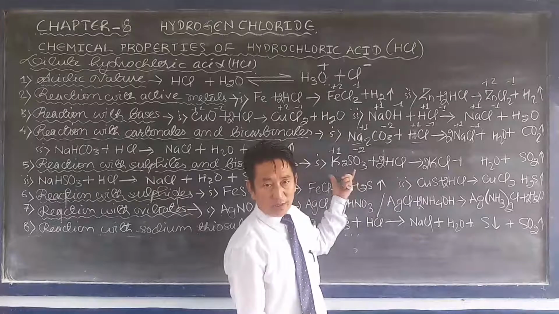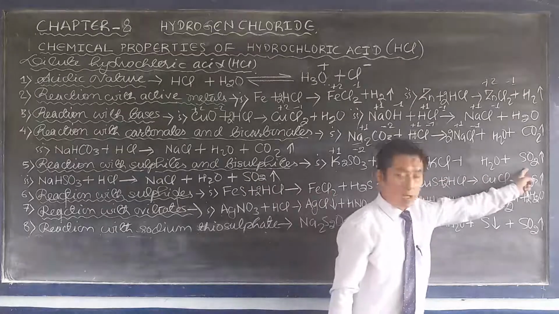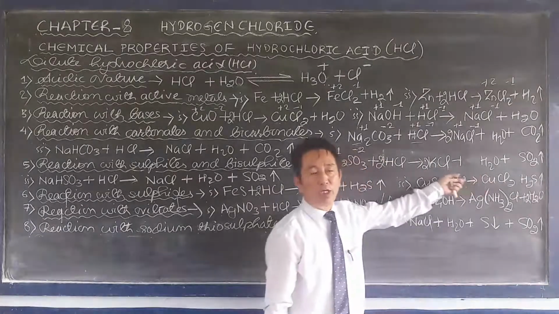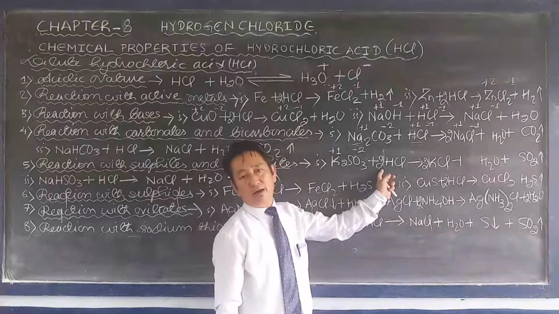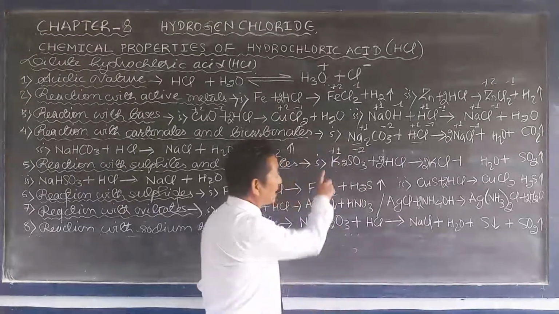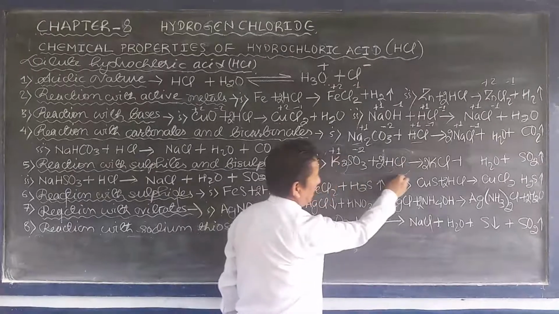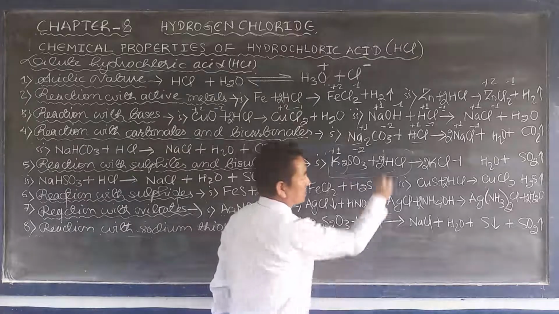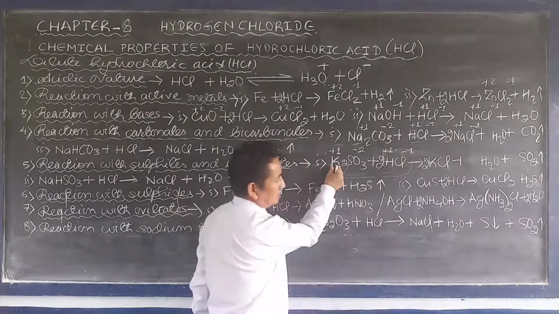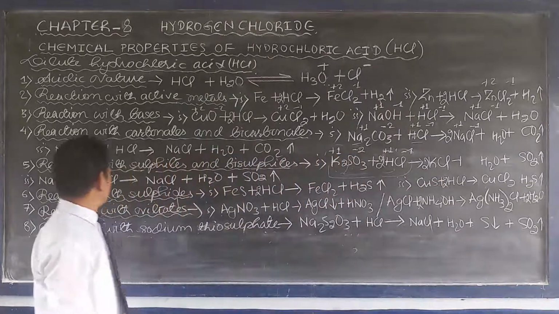Whenever sulfite or bisulfite salt reacts with dilute acid, we will get sulfur dioxide and the other two products are salt and water molecule. Here you can see hydrochloric acid, so we'll get chloride salt. This potassium, the basic radical, combines with the acidic radical of this hydrochloric acid. Here hydrogen 1, chloride 1. Potassium combines with chlorine, so potassium chloride, KCl.